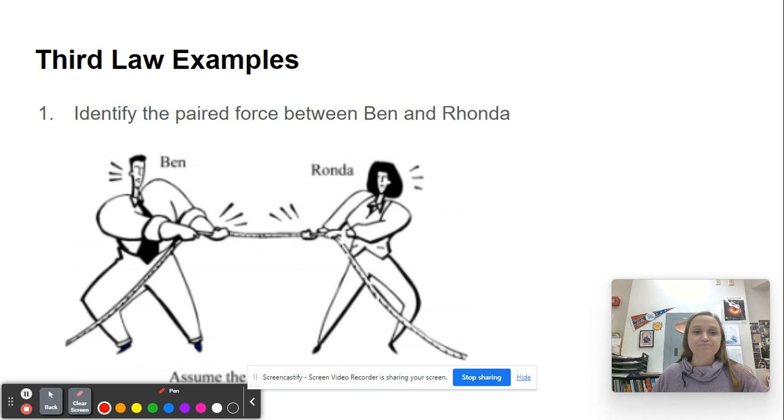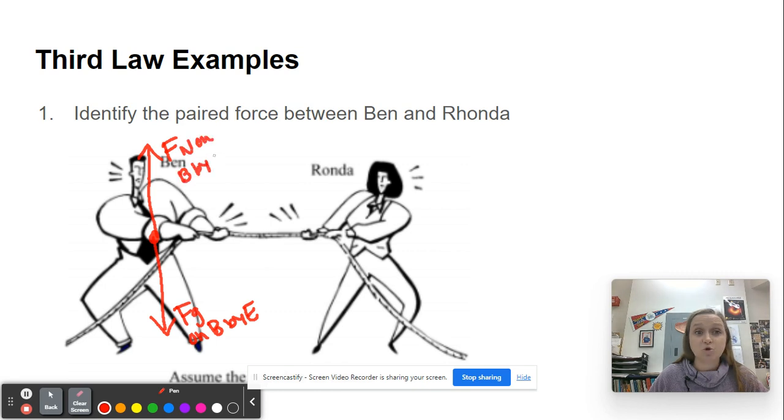We've got Ben and Rhonda, and I want to figure out what the paired force between them is. So I'm going to start by drawing a force diagram for each of them, starting with Ben. Now Ben, he's got force gravity, and I'm going to say force gravity on Ben by the Earth. I'm going to label this out because it's going to help us identify what that paired force is between the two of them. Now we also have a force normal on Ben by the ground. I'm not going to say by Earth because I save Earth for when it's gravity.